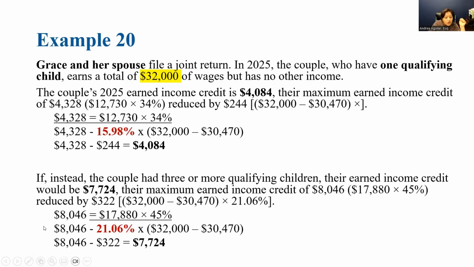Great. So we are going to reduce our maximum earned income credit by this amount, okay? And our ending earned income credit would be 7,724. Okay, hopefully with those examples, now you have a better idea of how an earned income credit is calculated.